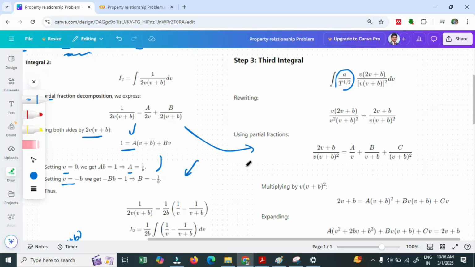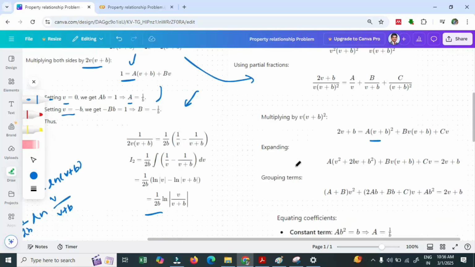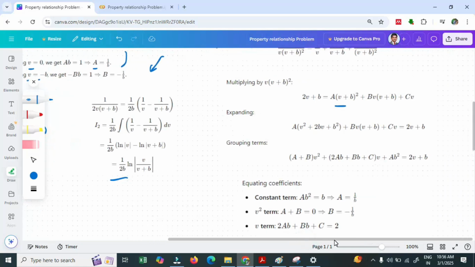And I have to expand since I want to compare the coefficients of the v values. And I just expanded here, and this is the a plus b whole square formula. I just expanded here, and cv. After expanding, I grouped the variables according to v square, v, and constant. And on the right hand side I have 2v plus b, which is 0 into v square plus 2v plus b. Now I'll be comparing the coefficients with the individual terms to find a and b.